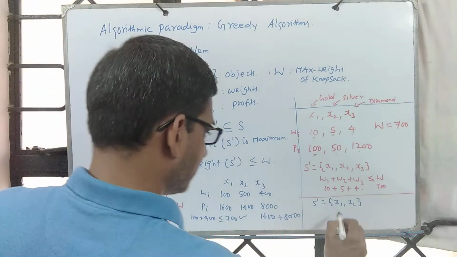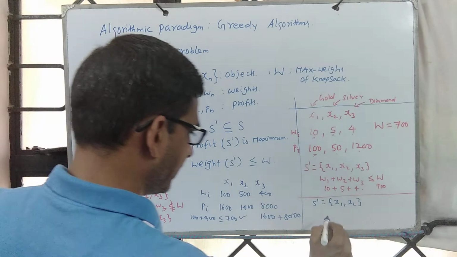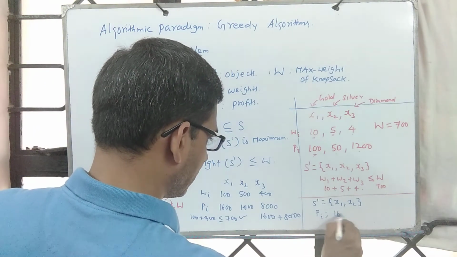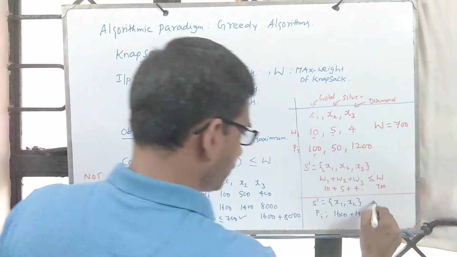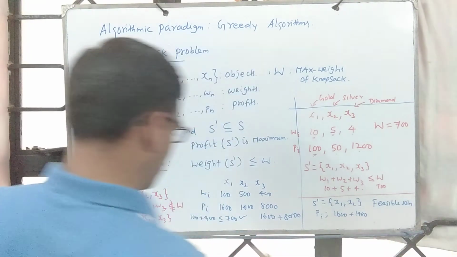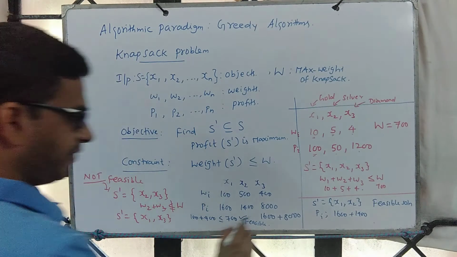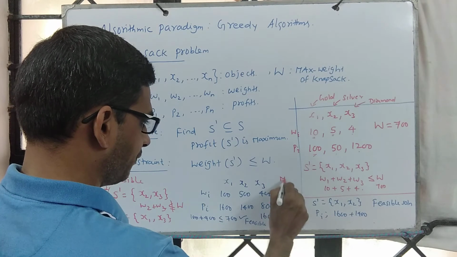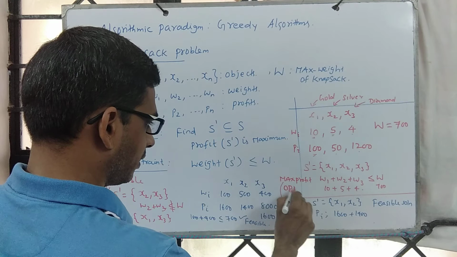In that case, this is also feasible, right? W1 plus W2 is less than or equal to 700 and the profit earned in this case is 1600 plus 1400. So this is also a feasible solution. But between these two, this has got max profit. So this is our opt.